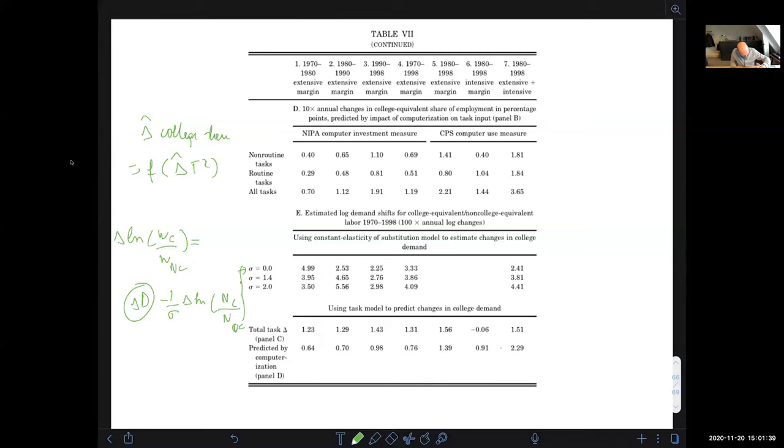And then the final part of panel E is the predicted changes in the relative demand for college relative to non-college workers from panels C and D. For example, this number here is the predicted shift out in relative demand for college workers relative to non-college workers due to computerization. So that's taken from panel D. But you see that this 2.29 and this 3.65 aren't the same.